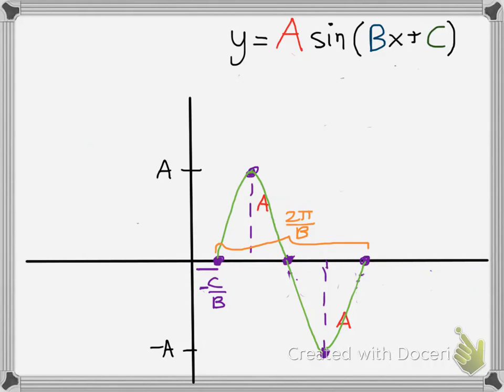So minus c over b tells you where the wave starts. 2 pi over b tells you when the wave repeats itself. And a tells you how high the wave is. So now that we know this, let's do some examples. I'm going to erase this now, so if you're taking notes, you should probably write that down.